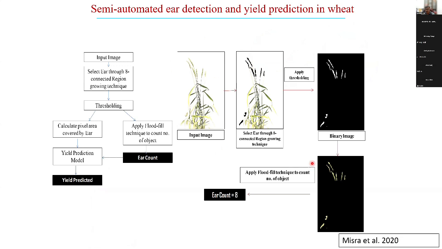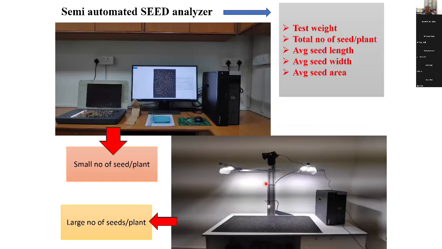We published a paper in Plant Methods in 2020. From the image itself we can find out how many ears there are, and once we have those ears we can find out how many seeds there are, and once we have that information we can forecast what the yield could be.